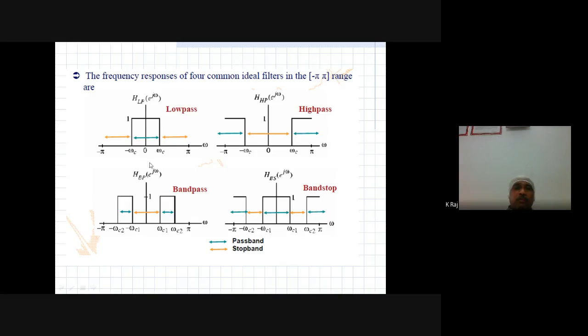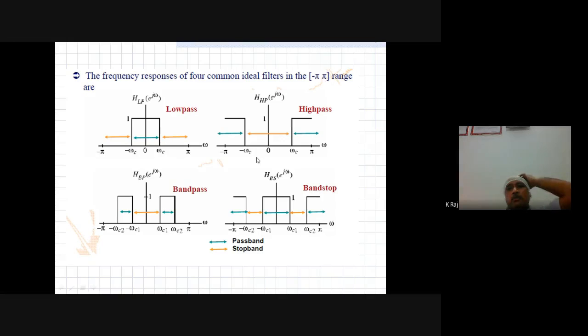And these will be described in this manner: in the case of the ideal filter, the cutoff frequency will lie at minus omega c towards the left side and plus omega c towards the right side, and after this is the stop band, and the range will be shown up to pi towards the right side, minus pi towards the left side.